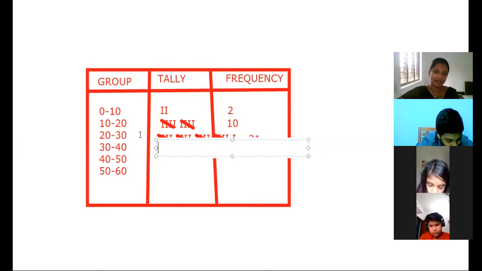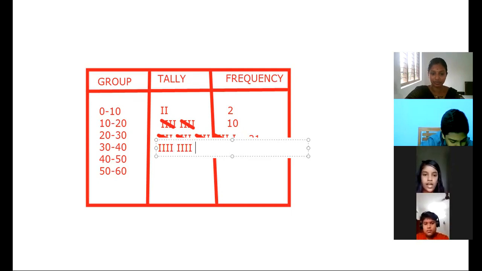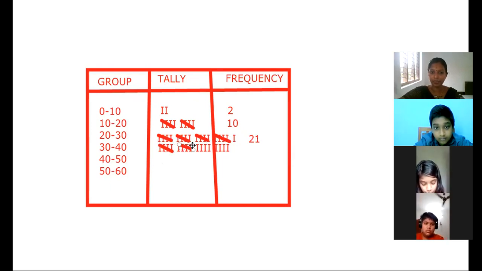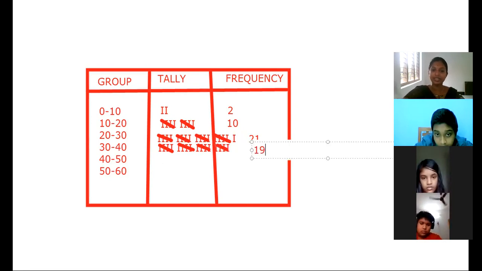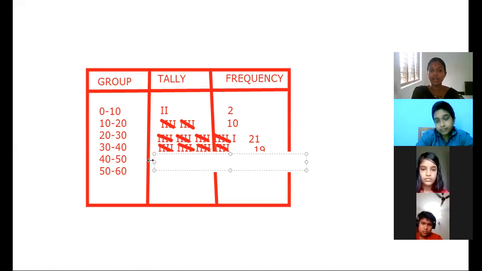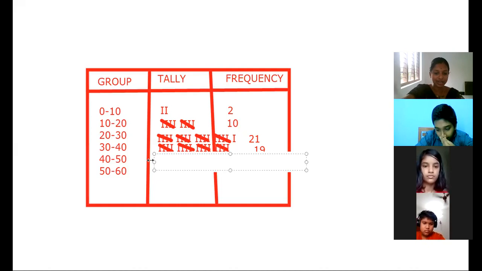So we have to mark 19 tallies. And again, the frequency becomes 19. So the frequency of the group 30 to 40 is 19. Similarly, what about the group 40 to 50? There are only 7 students who acquired marks in between 40 to 50. That's why we have to mark 7 tallies here.